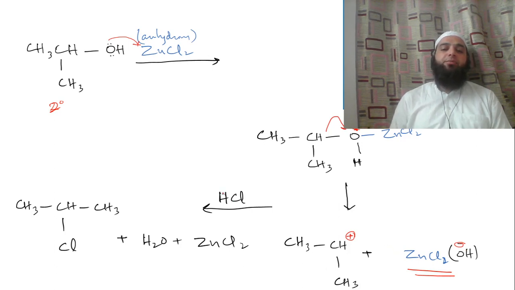And in the next step we add HCl in the reaction, and this Cl goes to the carbocation, and we get ZnCl2 and water as the byproducts in the reaction. So we get this type of alkyl halide in this particular example.